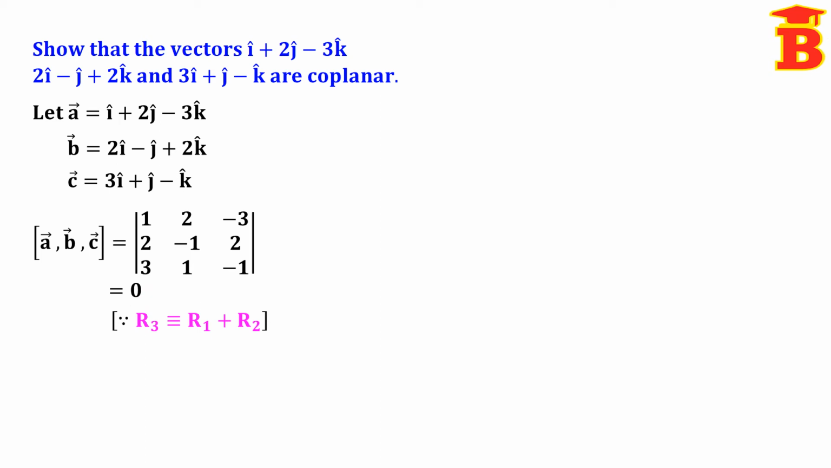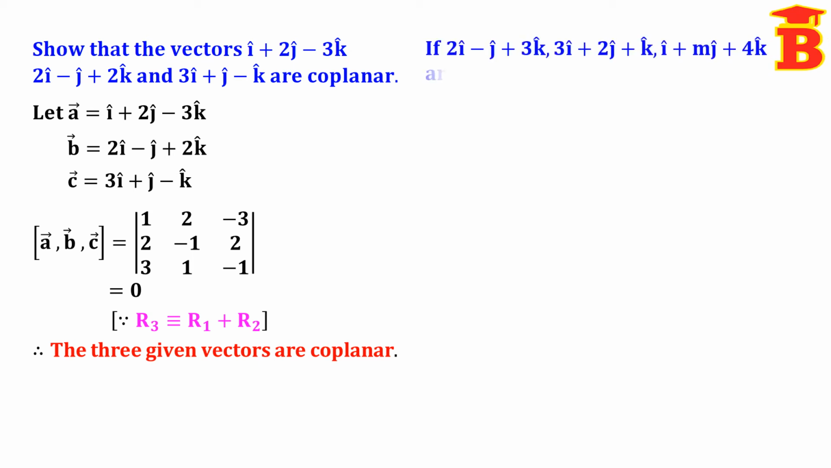You can check here, this 1 plus 2 is 3. 2 minus 1 is 1. Minus 3 plus 2 is minus 1. So here the third row is identical to first row plus second row. That is why the value of the determinant is 0. If we expand the determinant also, we get 0 only. That is also correct. Therefore, the three given vectors are coplanar.